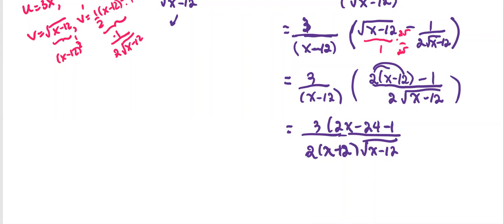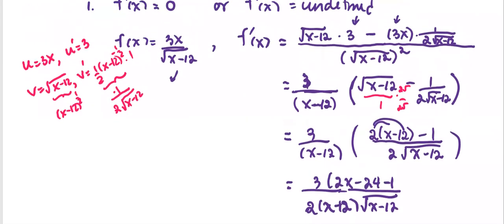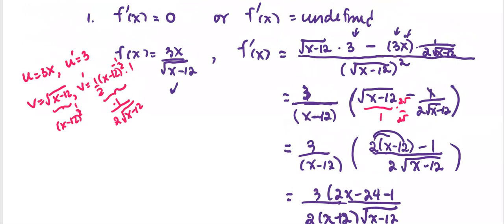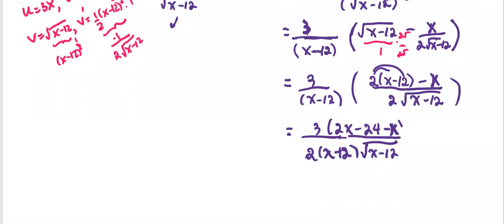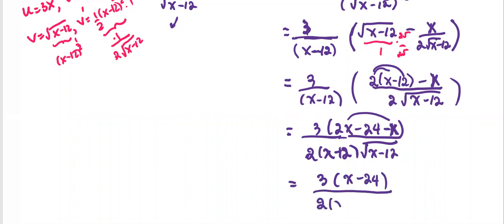Did I miss anything? I missed x on the top here. So I still need to put the x here. This is the x. And this is the x. Okay. And then simplify the numerator, 2x and x. Subtract, we get 3 times x minus 24 as a numerator, divided by 2 times x minus 12 times square root of x minus 12.